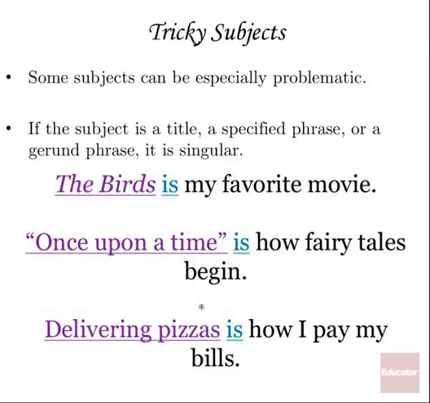All right, if the subject is a title, a specified phrase, or a gerund phrase, it is singular. It doesn't matter what's actually in that title or specified phrase. So, classic example, The Birds is my favorite movie. Well, normally birds would be a plural noun, but The Birds is the title of a famous movie directed by Alfred Hitchcock, so you treat it as one thing. The Birds is my favorite movie. Once upon a time, a specified phrase, is how fairy tales begin. Once again, we're using once upon a time as a single unit, a quoted phrase, so it uses a singular verb. And delivering pizzas, a single activity, is how I pay my bills. It's a gerund, it's one activity, so we treat it as singular.